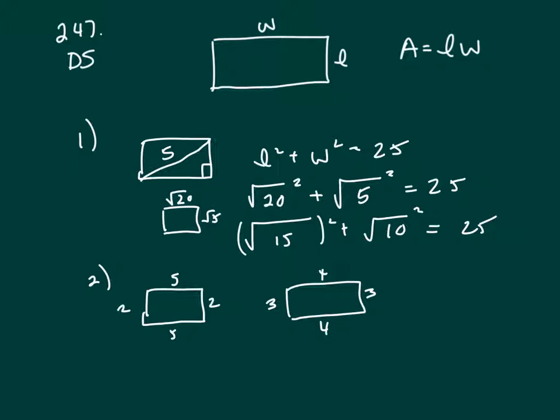Let each one be 3. That gives you an area of 12. So clue 1 didn't work by itself. Clue 2 didn't work by itself. So now what we do is we put both of them together.